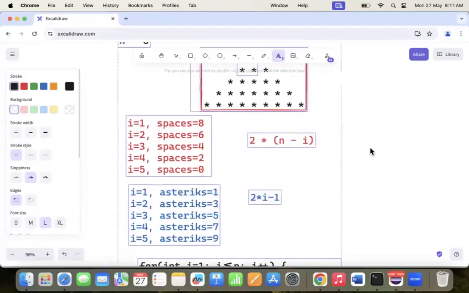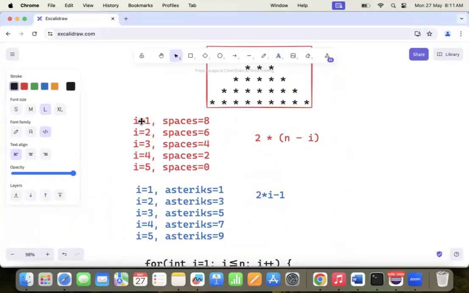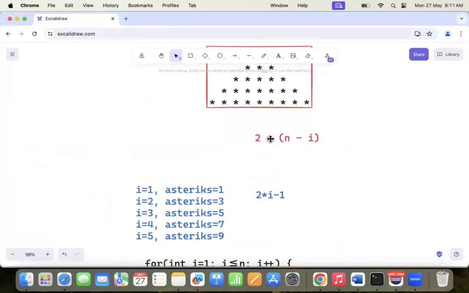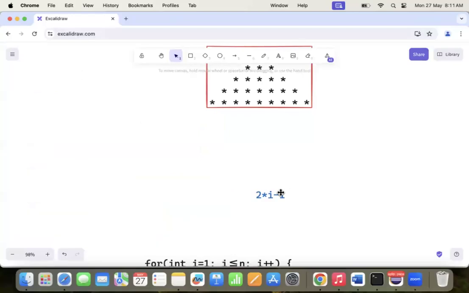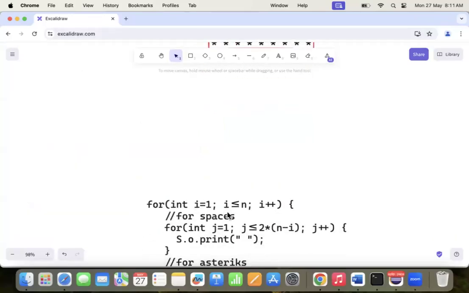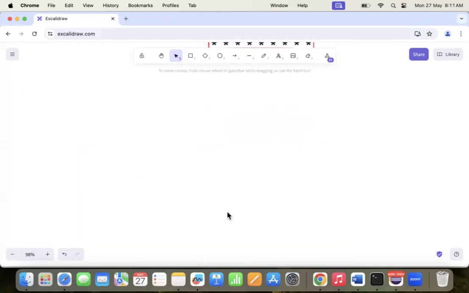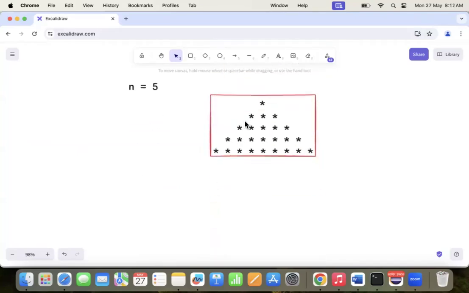Everything is almost the same, but guys, I just want to remove these things. If n is equal to 5, then you have to display both an upward pyramid and a downward pyramid. I mean to say the output should be like this now.